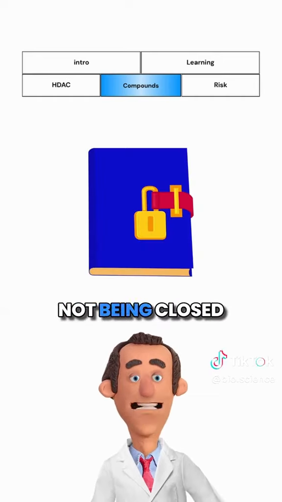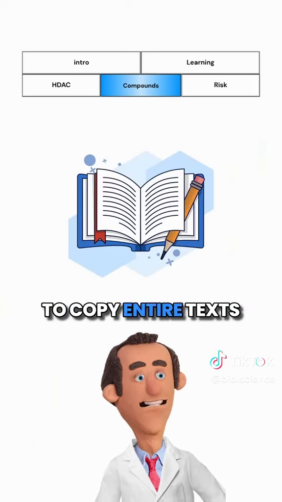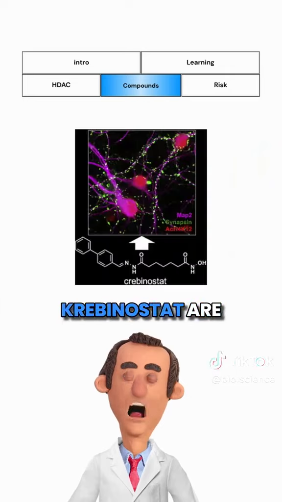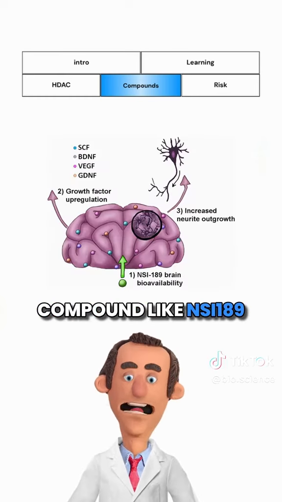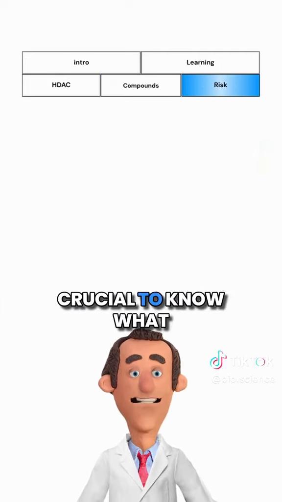Your notebook is now not being closed after only a few notes written down, but stays open for longer, allowing you to copy entire texts. For effective inhibition, pharmacological agents like vorinostat or the optimized crebinostat are required. It's also advised to add a neurogenic compound like NSI-189 to facilitate the learning process and to study in a calm environment. However, it is crucial to know what you are doing.